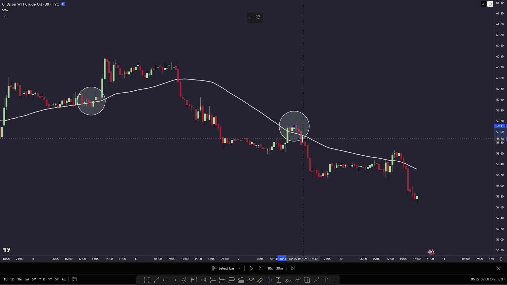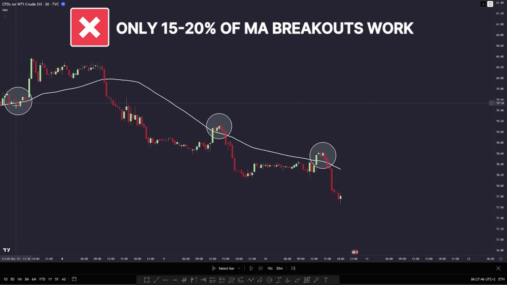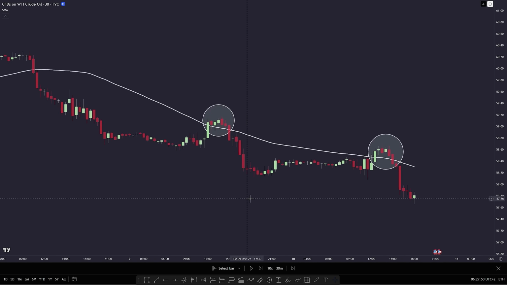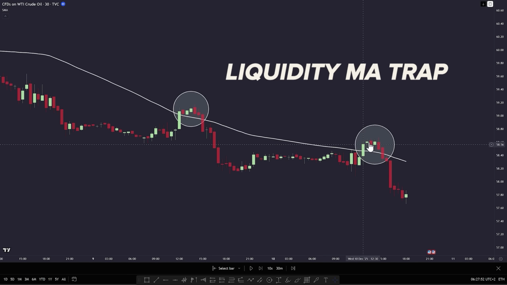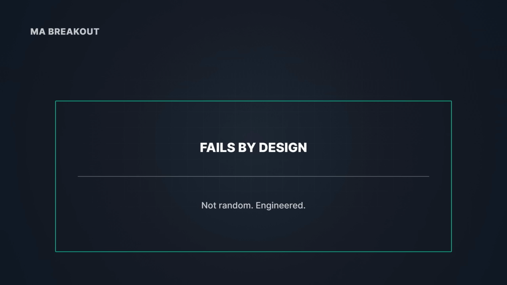Only about 15 to 20% of moving average breakouts actually play out like the textbooks show. The other 80%, they look exactly like what I just showed you, a liquidity trap. The moving average breakout doesn't fail randomly. It fails by design. Let me explain.